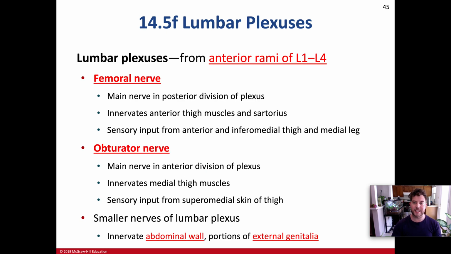All right, your lumbar plexus, so keep them going. From L1 to L4, this is going to have a couple of different splits. You have your femoral nerve, which is the main nerve in the posterior division of the plexus, and your obturator nerve, which is the main nerve in the anterior division of the plexus. Femoral will be innervating anterior thigh muscles and input from the anterior thigh, whereas the obturator is medial thigh muscles and skin. There are also some smaller nerves that innervate the abdominal wall and external genitalia.